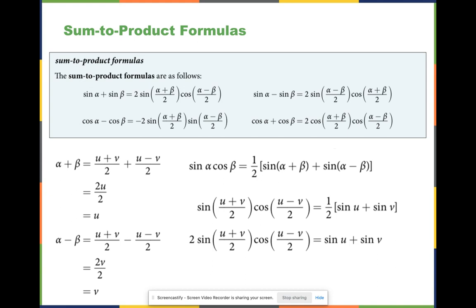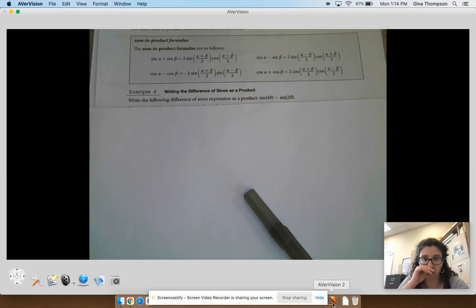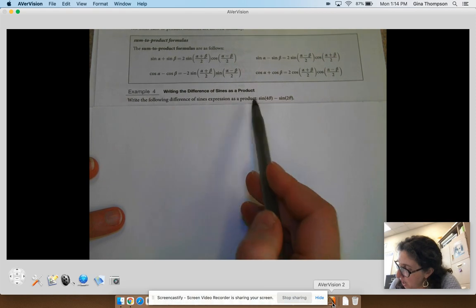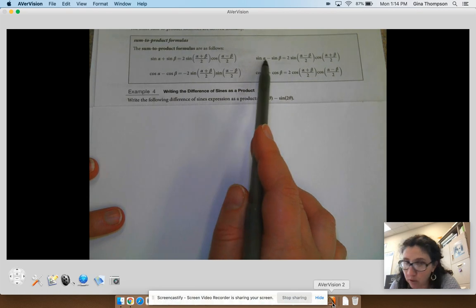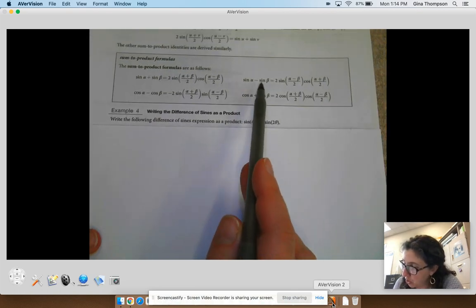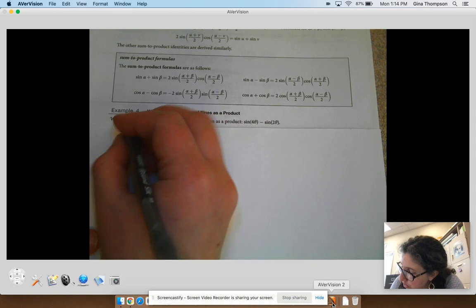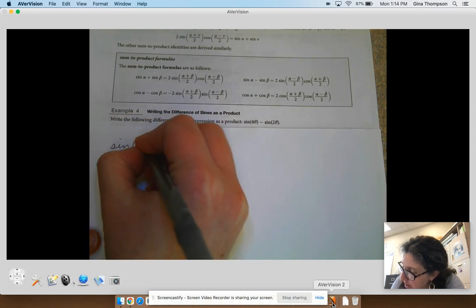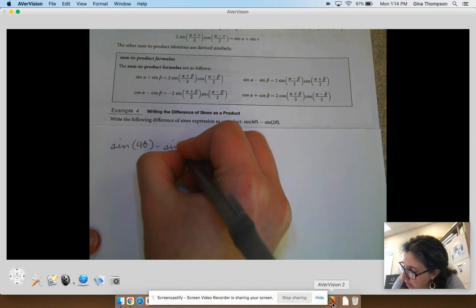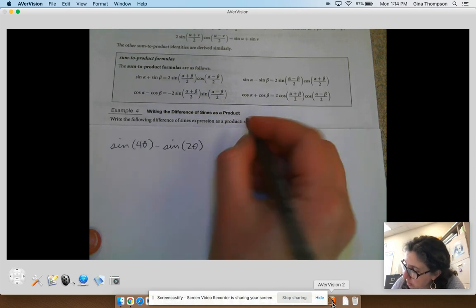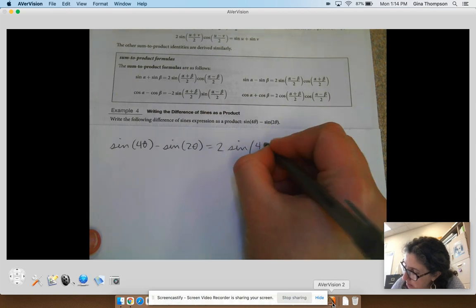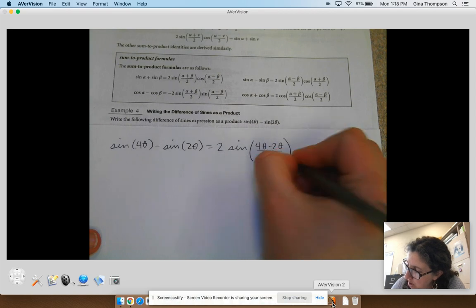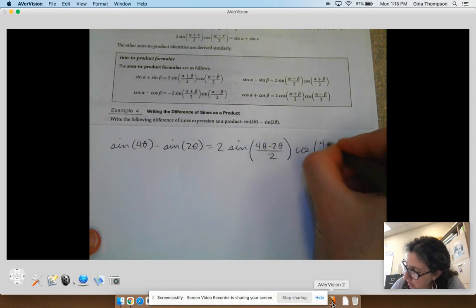Let's look at some examples. Sine of 4 theta minus sine of 2 theta. So we have sine of one thing minus sine of another, right? So we're just going to use this equation. Here's our alpha. So sine of 4 theta minus sine of 2 theta. We're going to use this equation here. So 2 sine alpha minus beta, so 4 theta minus 2 theta all over 2, times cosine of 4 theta plus 2 theta all over 2.